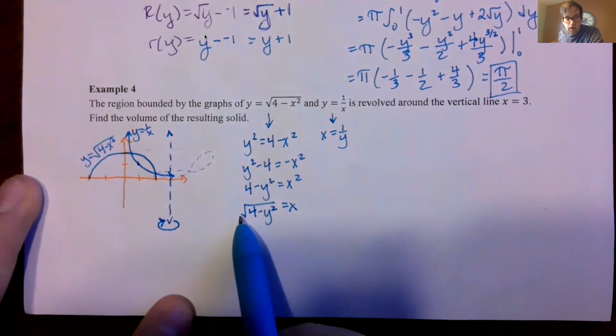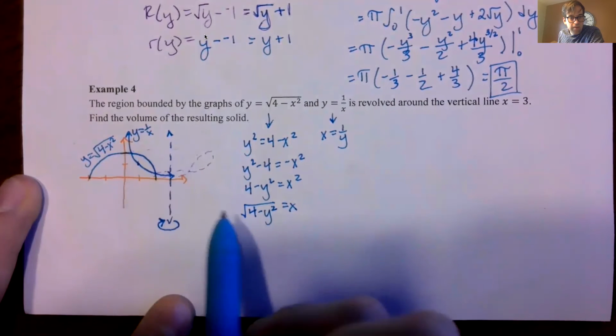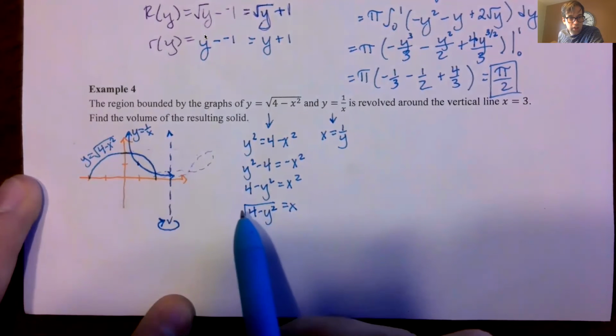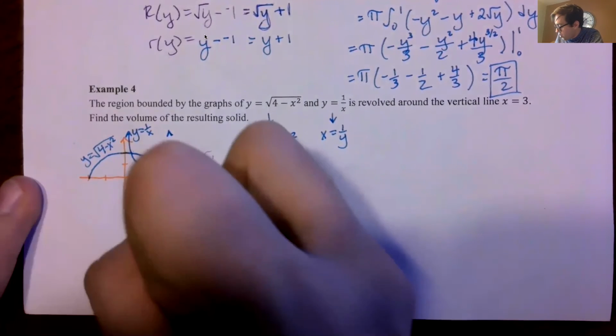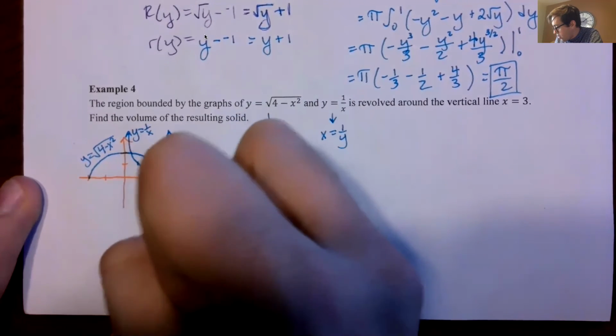Technically, I just square rooted. I should have put a plus or minus, but I know based off of my graph that I only care about the part in the first quadrant, so I don't need the negative. I'm just going to use the plus. So let's write our two radii then, the outer and the inner.